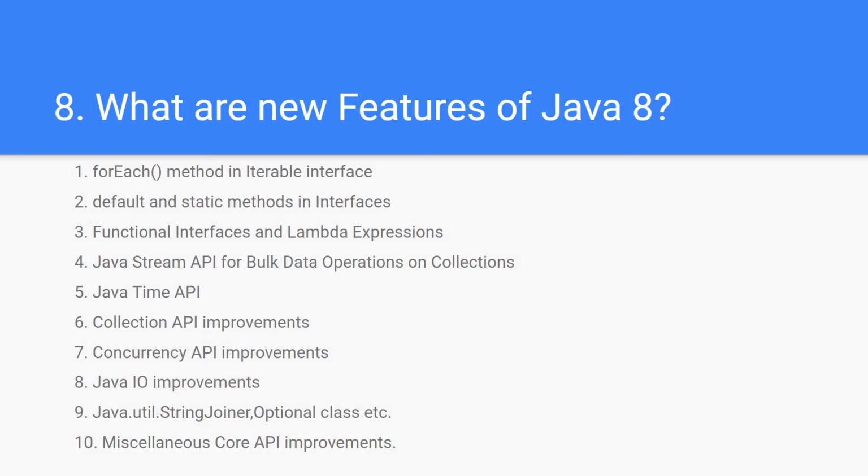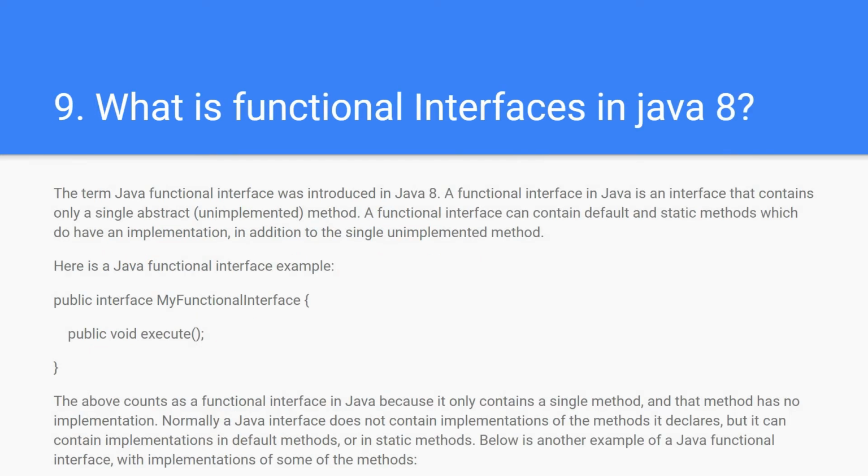forEach method in Iterable interface, default and static methods in interface, functional interfaces and lambda expressions, Java Stream API for bulk data operations on collections, Java Time API, collection API improvements, concurrency API improvements, Java IO improvements, java.util.StringJoiner, Optional classes, etc. Miscellaneous core API improvements. What is the functional interface in Java 8?